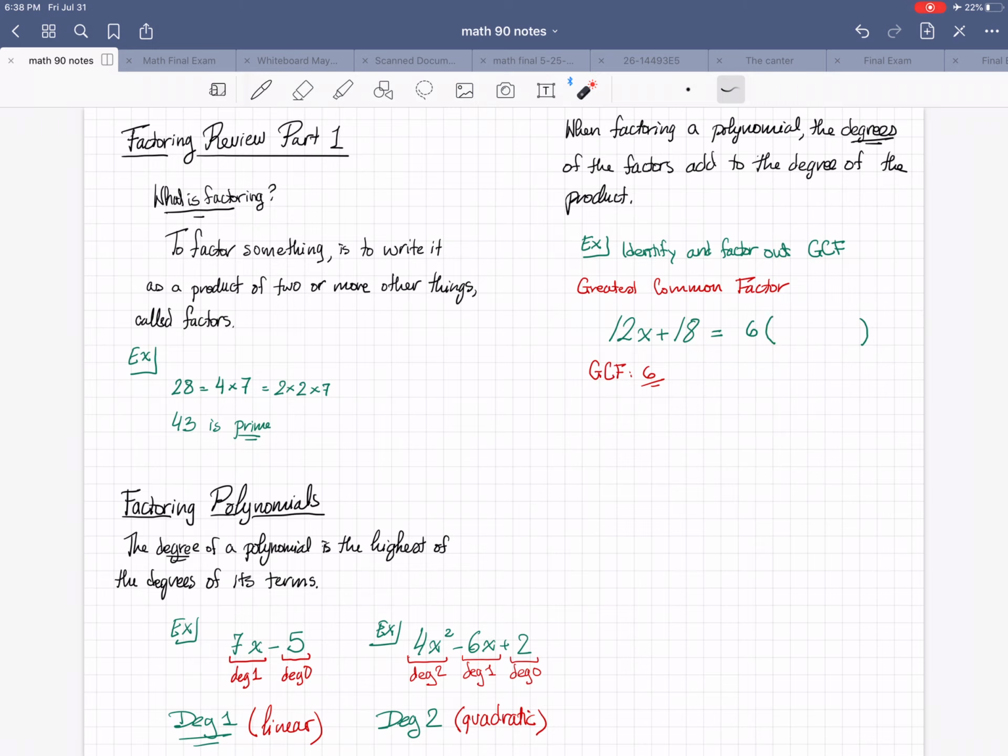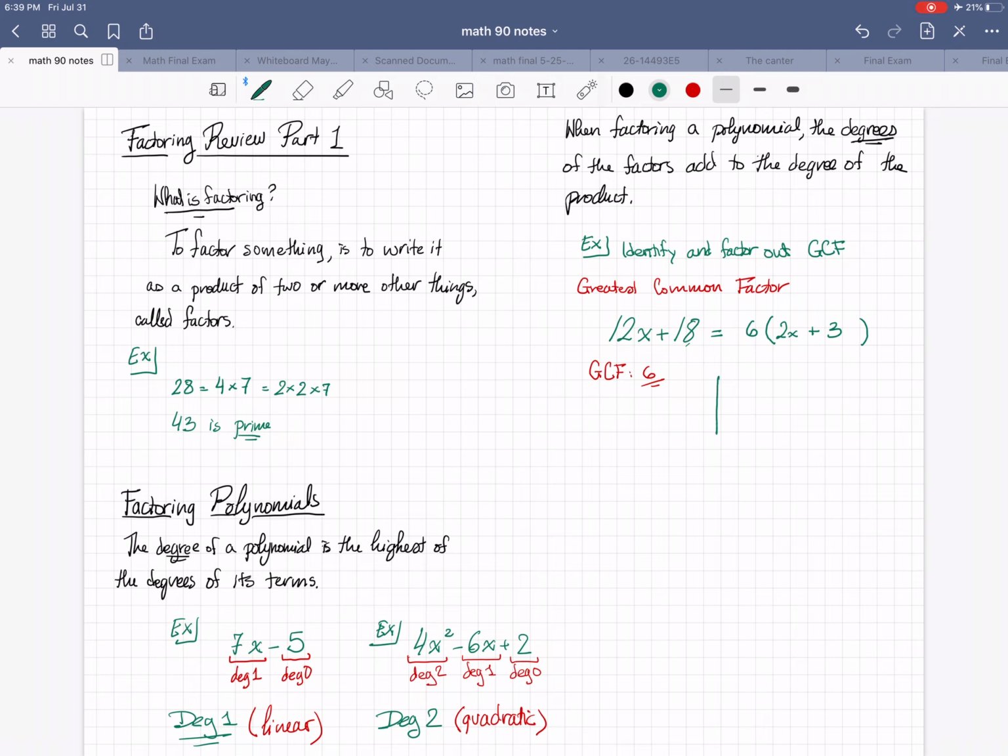So let's think about the x term, right? Well, 6 times what would give you 12x? Oh, well, that's 2x. So that takes care of our x term. And then 6 times what would give us 18? That would be 3.